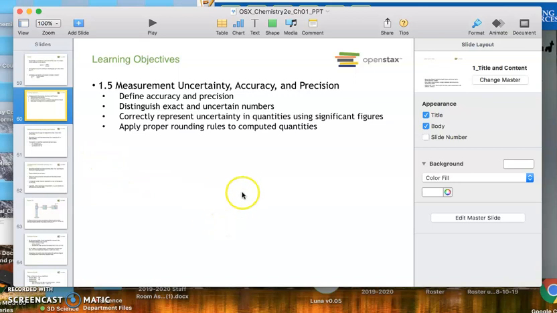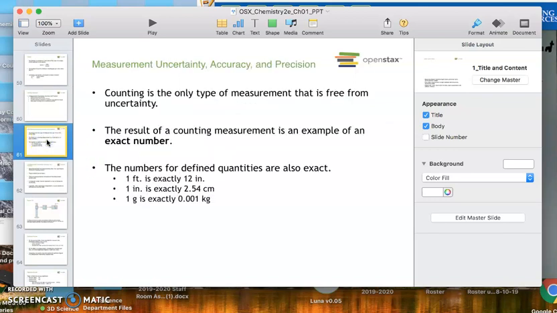So next section here, we're talking about being able to distinguish between accuracy and precision, distinguish between exact and uncertain numbers, correctly represent uncertainty in quantities using significant figures, and apply proper rounding rules to computed quantities.